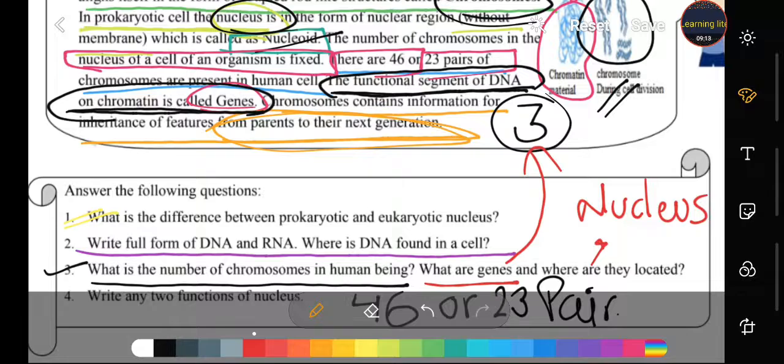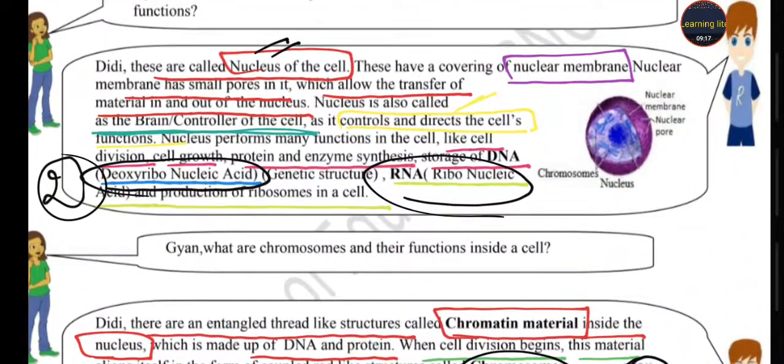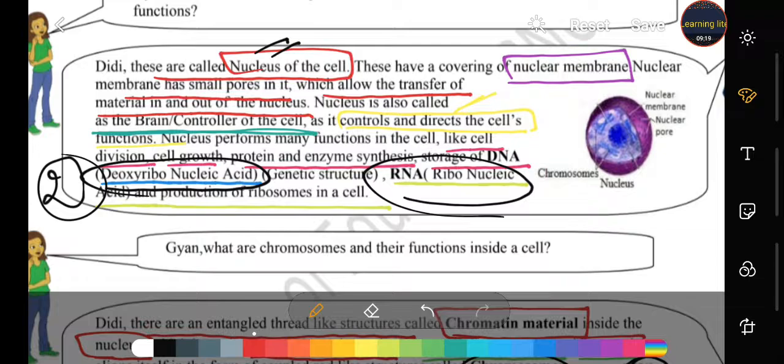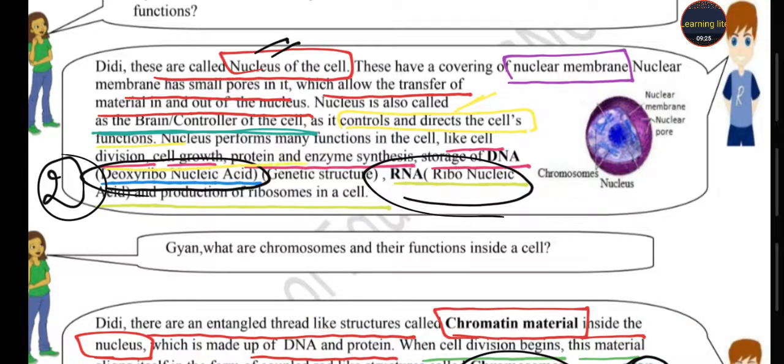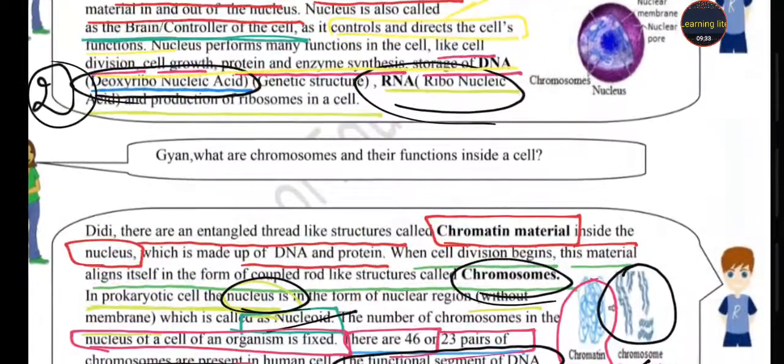Write any two functions of the nucleus. So there are many functions of the nucleus. You can write any two of them. Okay students, any two functions from there: cell division, cell growth, protein and enzyme synthesis, storage of DNA. There are a very large number of functions. You can write two of them.